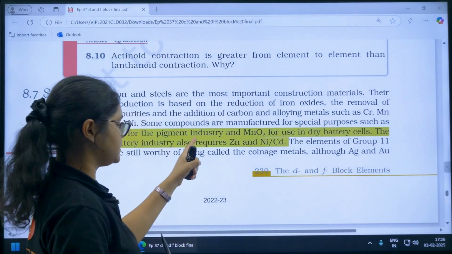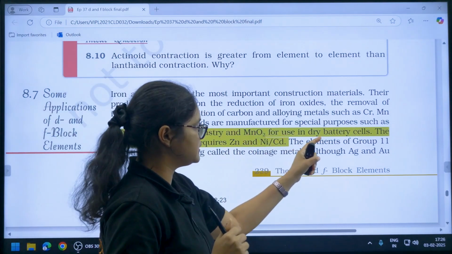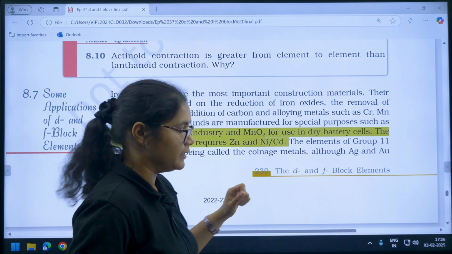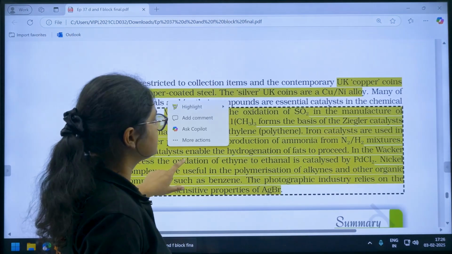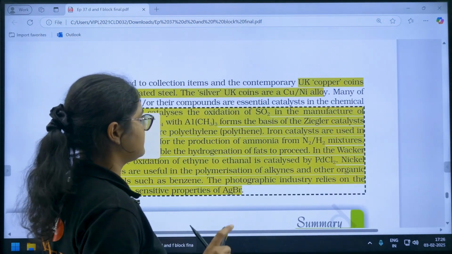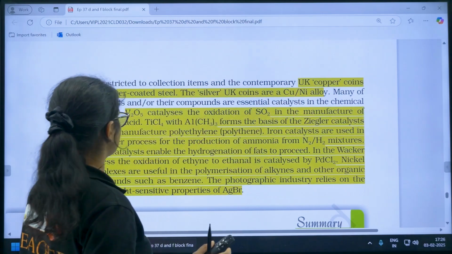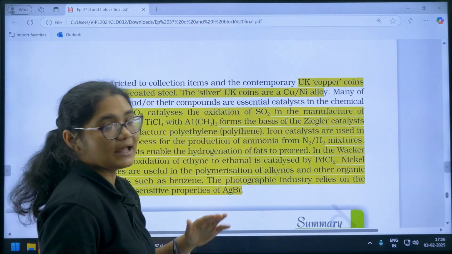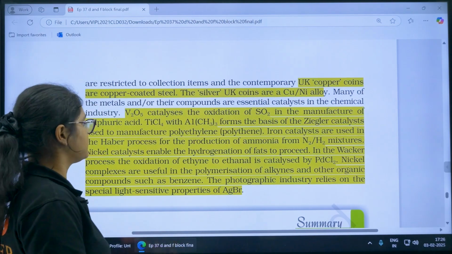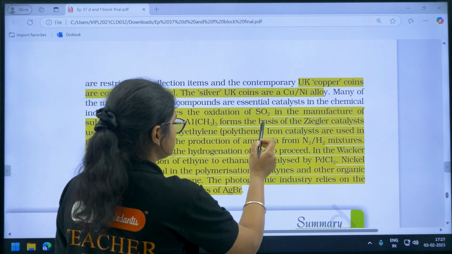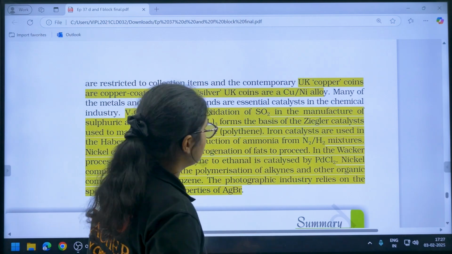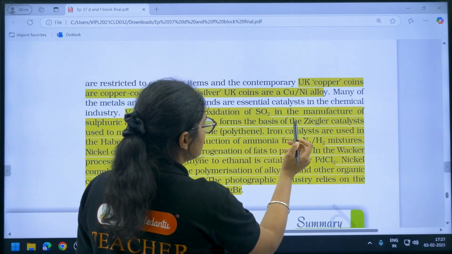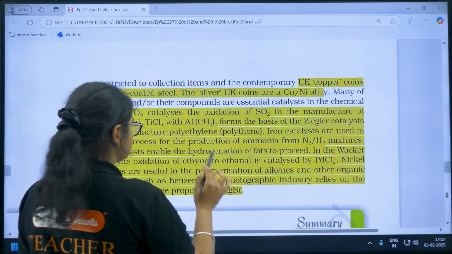Yes, application based is very important here. So TiO2 is used in the pigment industry, MnO2 is used in dry batteries and is also required for zinc and nickel cadmium. Okay, this is also important. Next, we have something here from where questions can be asked. UK copper coins are copper coated steel, silver UK coins are a copper nickel alloy. Okay, so this is a very potential question. Then what is V2O5? It is used in the oxidation of SO2 in the manufacture of sulfuric acid. TiCl4 with Al(CH3)3 forms the basis of Ziegler-Natta catalyst. So this can also be asked.